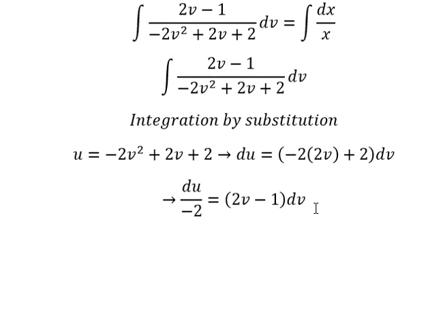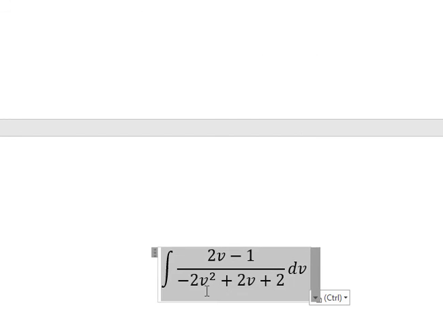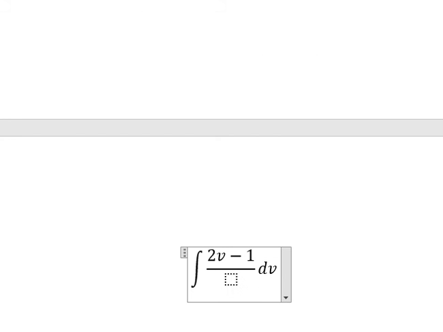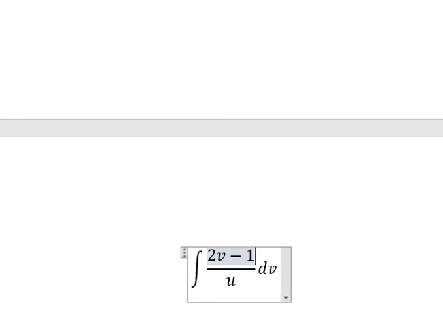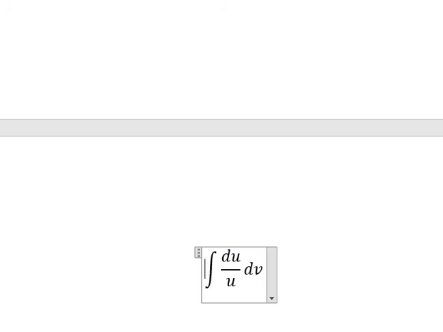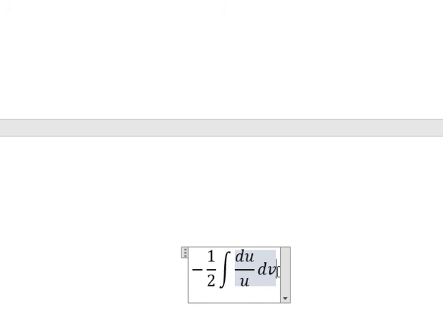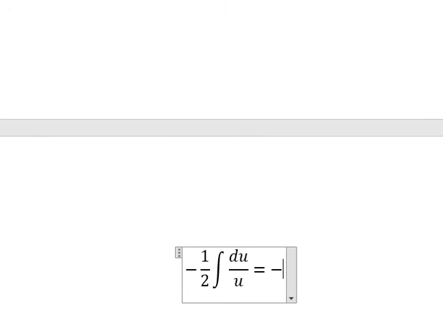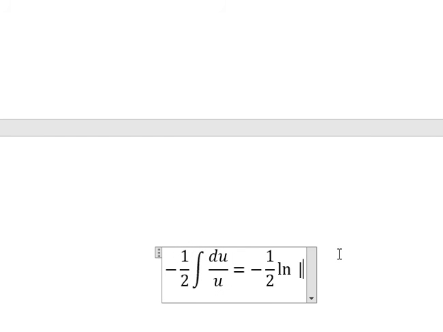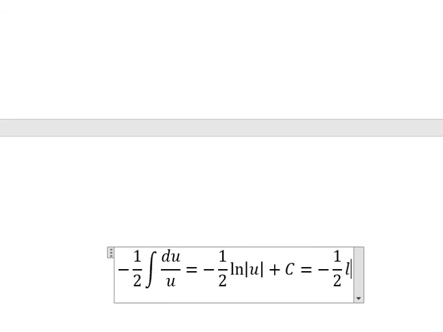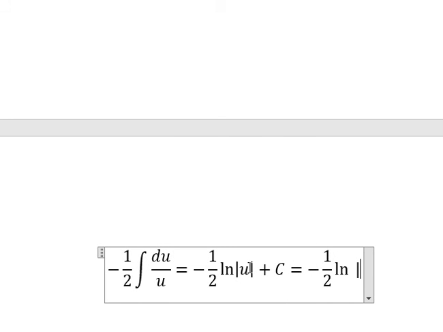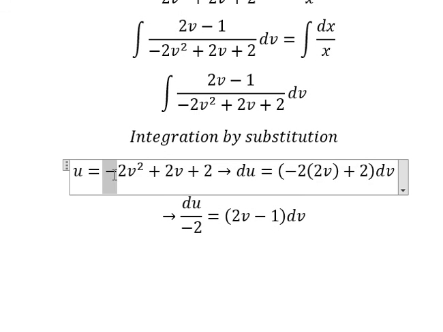So this one we change by u. 2v minus 1 dv we change by this one. So the integration of this one, we have Ln of the absolute value of u, and I will put c. About u, that is this one.